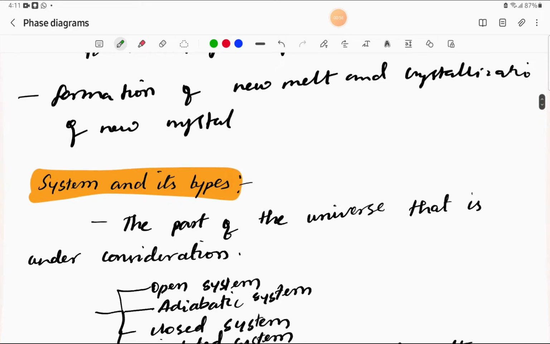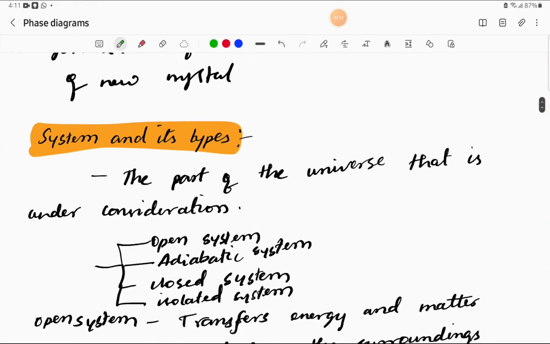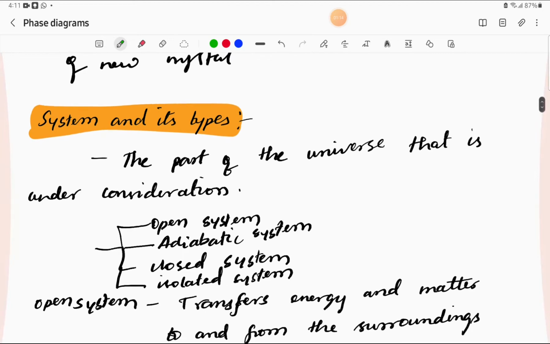So let's get into the definitions. These definitions are the basic things so that you can understand the phase diagrams in a better way. I'll be uploading the phase diagrams like binary component system and ternary system very soon. So let's get into the basic system and its types.